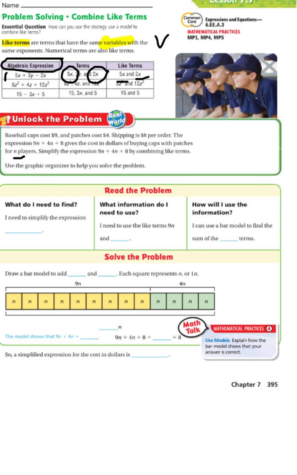What do I need to find? I need to simplify the expression 9n plus 4n plus 8. That is the expression. You just have to rewrite it there. What information do I need to use? Well, I need to use the like terms 9n and 4n. How will I use the information? I can use a bar model to find the sum of the like terms.